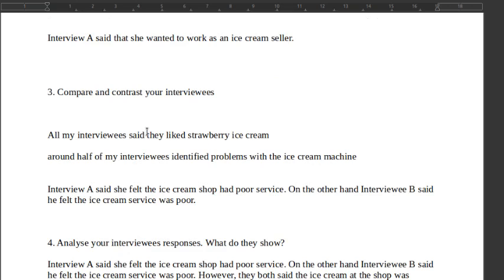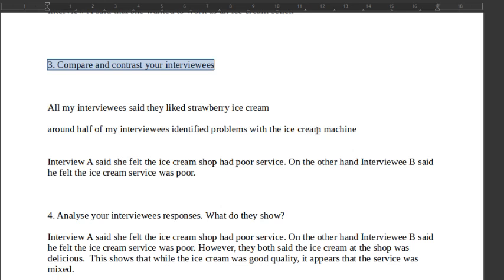One of the most important things you can do is to compare and contrast your interviewees. Compare means the similar things. Contrast means different. So some example sentences here. All my interviewees said they like strawberry ice cream. Or the next one, around half of my interviewees identified problems with the ice cream machine. Lots of different ways you can do this. All, none of the people, some of them, 2 people said, 3 people said, only 1 person said.